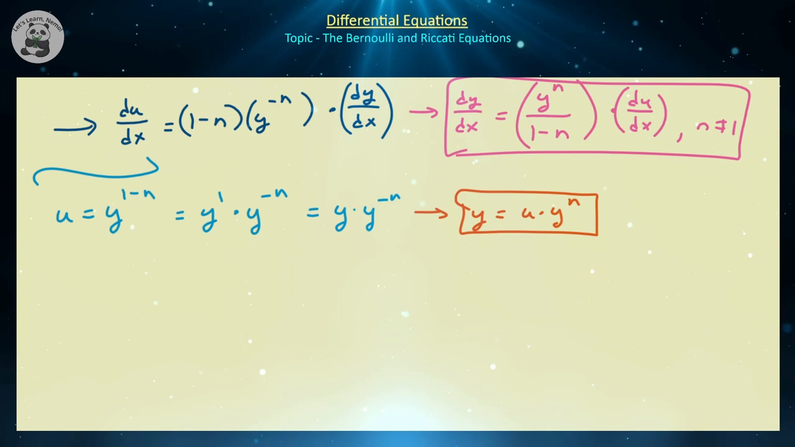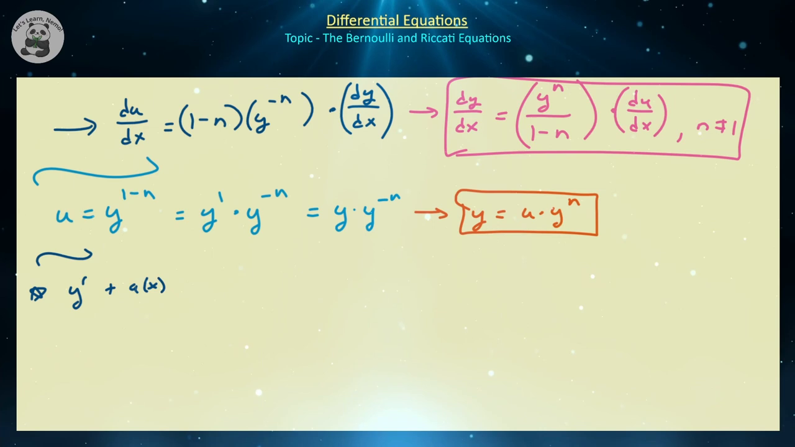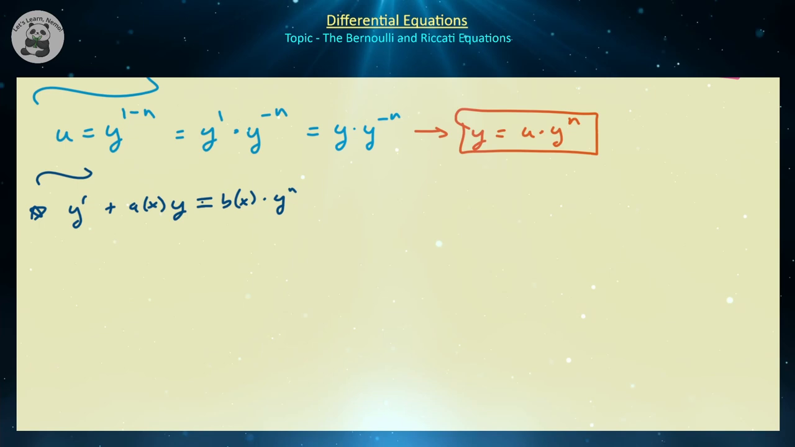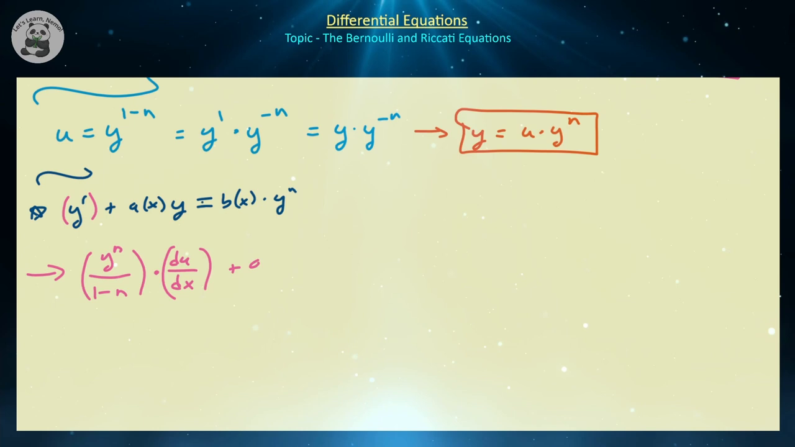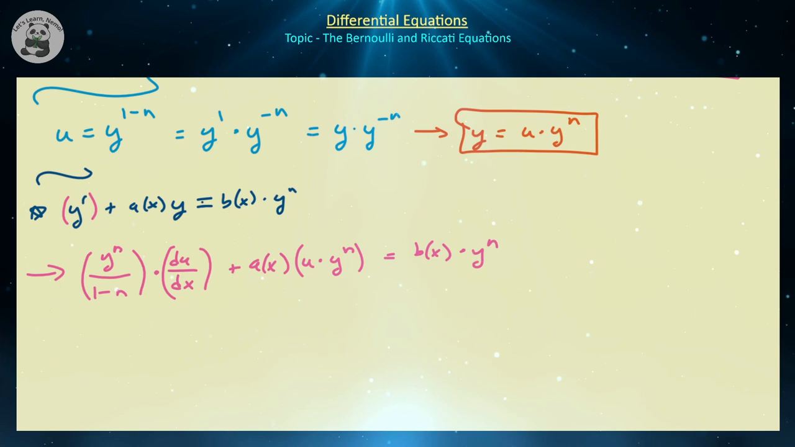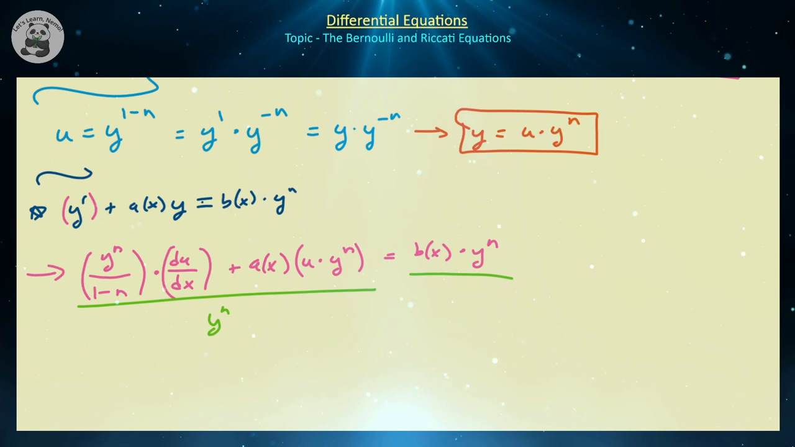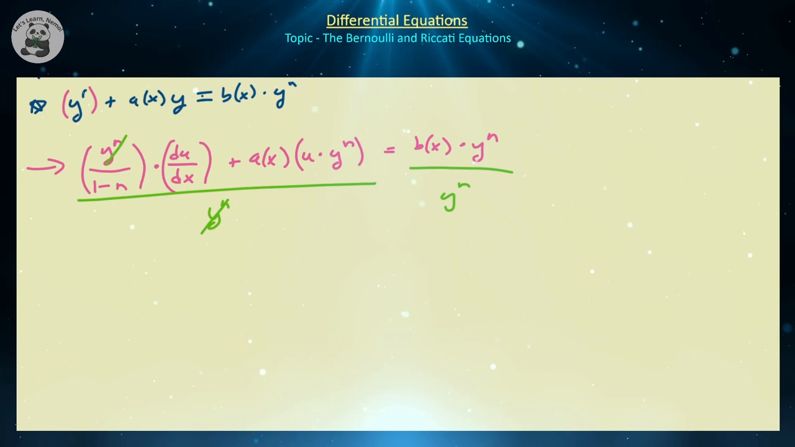So let us go back to our original differential equation, y prime plus a of x times y is equal to b of x times y to the power of n. We have a different representation for y prime, because y prime is just going to be equal to y to the power of n divided by 1 minus n times the derivative of u with respect to x. Plus a of x times y, which is just the same as u times y to the power of n, as I just derived up front. And that's going to be equal to b of x times y to the power of n. Notice that y to the n is a common factor on both sides of this equation, and therefore we're going to eliminate it. So those cancel, and those cancel as well.